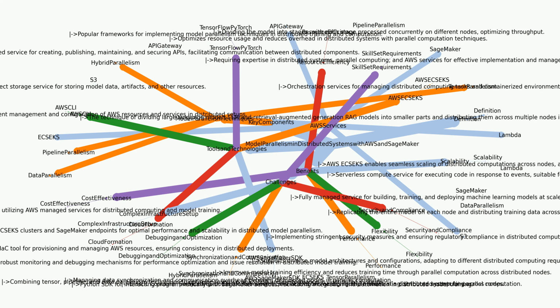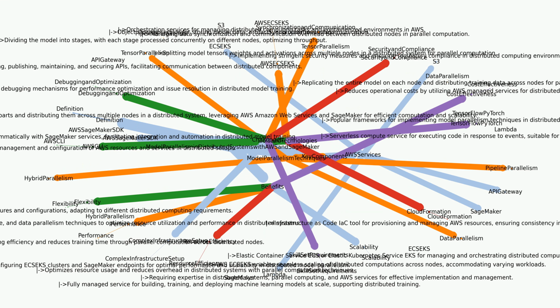Key components: AWS Services. SageMaker, a fully managed service for building, training, and deploying machine learning models at scale, supporting distributed training. ECS/EKS, Elastic Container Service (ECS) or Elastic Kubernetes Service (EKS), for managing and orchestrating distributed computing across nodes. Lambda, a serverless compute service for executing code in response to events, suitable for lightweight tasks in distributed environments.